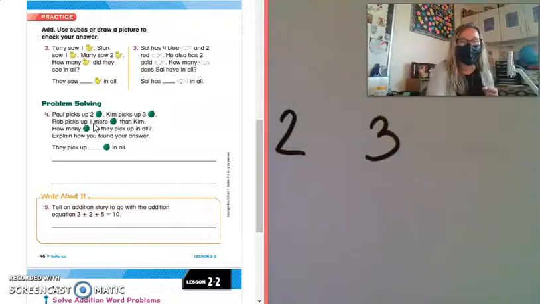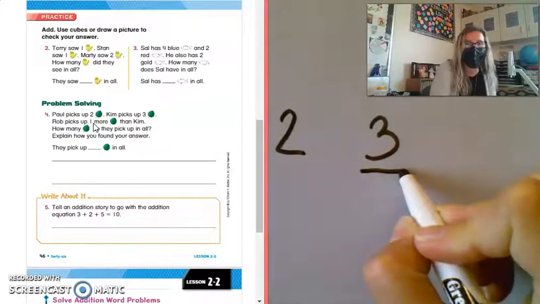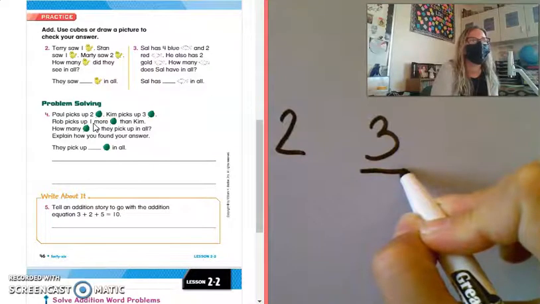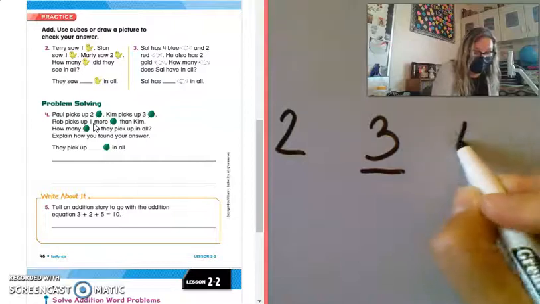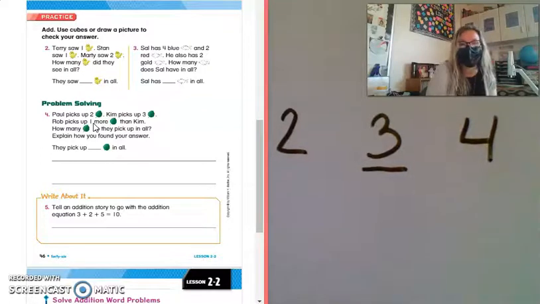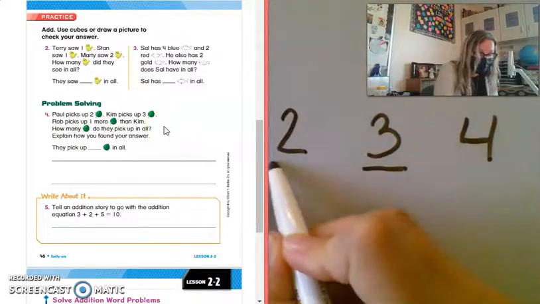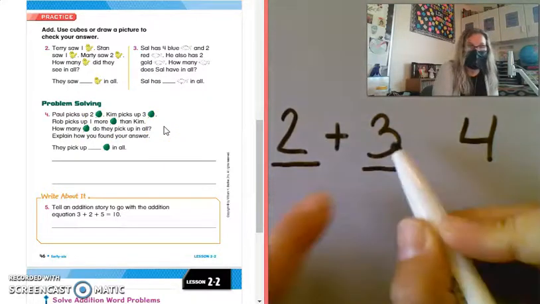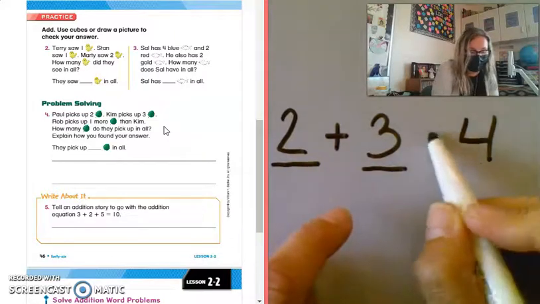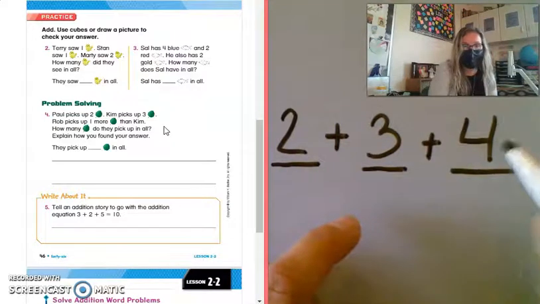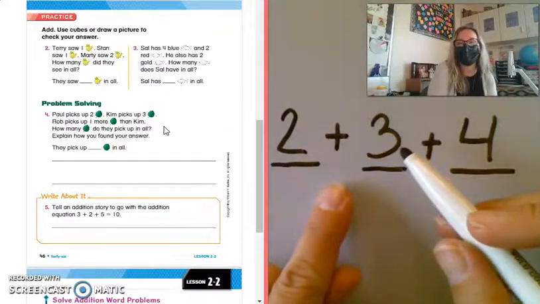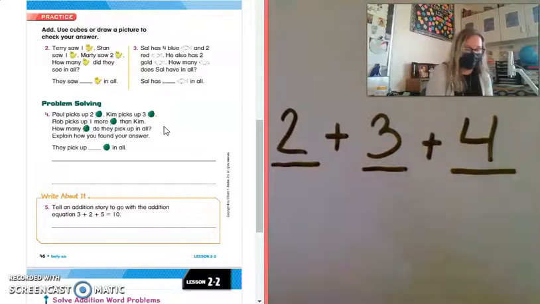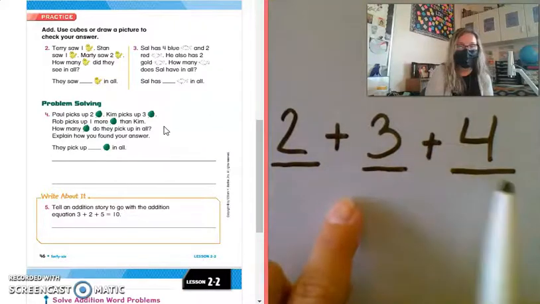Well, Kim had 3, right? Kim had 3, so what's 1 more than 3? Brooklyn? 4. So Rob had 4, or picked 4. So now it says how many leaves do they pick in all? So it told us Paul picked 2. We'll add that to the 3 that Kim picked. And then Brooklyn told us that Rob picked 4 because it said he picked 1 more than this 3, and 1 more than 3 is 4. So now I'm adding 2 plus 3 plus 4.